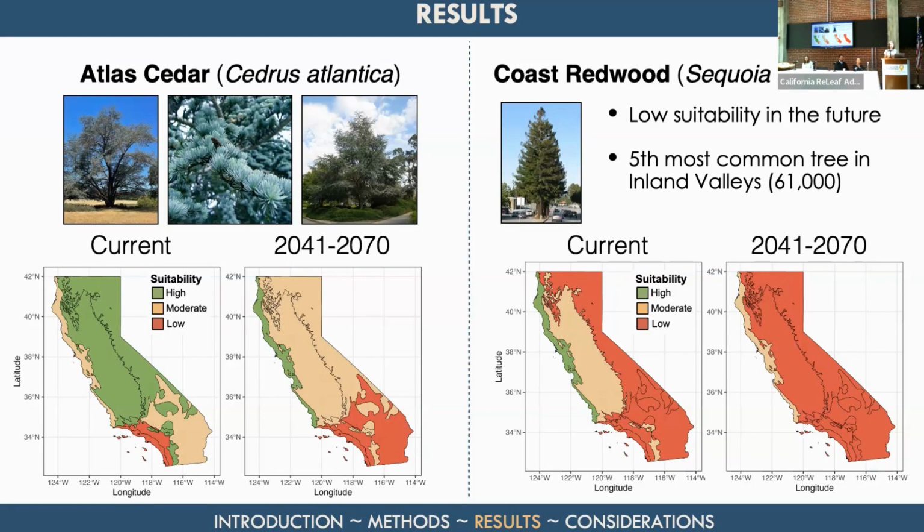So this is another way that we think we can use this information, is not only to think about how we can plant more climate resilient urban forests, but also as a way to assess which urban forests are at risk based on these data.